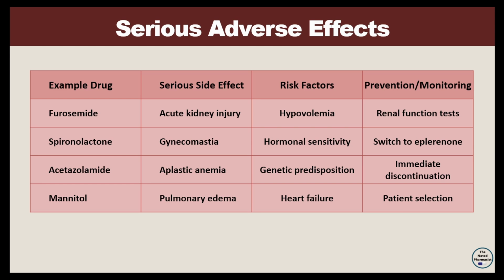For example, furosemide can cause acute kidney injury, particularly in hypovolemic patients, requiring renal function monitoring. Spironolactone has been linked to gynecomastia due to hormonal effects, necessitating a switch to eplerenone. Acetazolamide may rarely induce aplastic anemia, which warrants immediate drug discontinuation. Mannitol can exacerbate pulmonary edema in patients with heart failure, requiring careful patient selection.